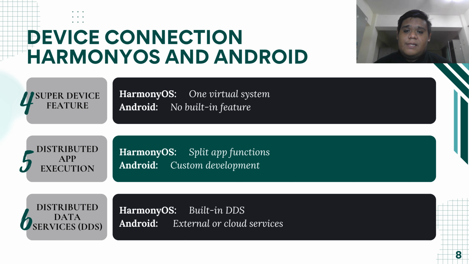Number five is distributed app execution. In HarmonyOS, they can split app functions across devices, for example, control on a phone and processing on a tablet. But for Android, they require custom development for multi-device functionality. And then the last one is distributed data services, DDS. In HarmonyOS, they provide a built-in DDS for syncing and managing data across devices. Meanwhile, for Android, they rely on external or cloud services for syncing.